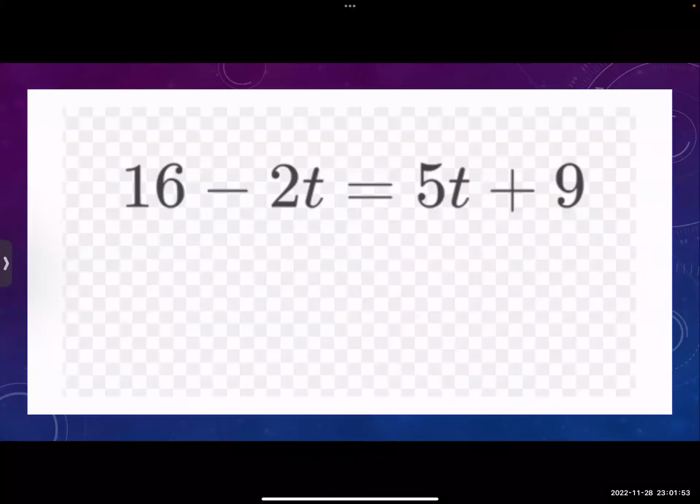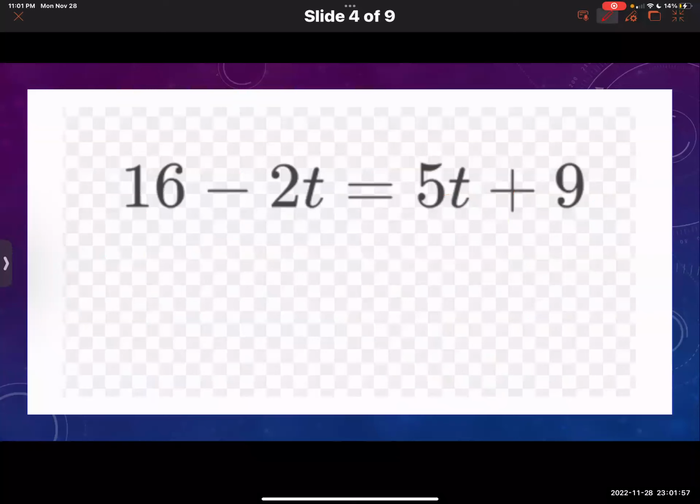Let's try another one. I have 16 minus 2t equals 5t plus 9. I'm going to deal with the t's first, the variables first. I got a minus 2 and a positive 5. The positive number, no matter what, is always going to win out and throw the party. So I have 5t.